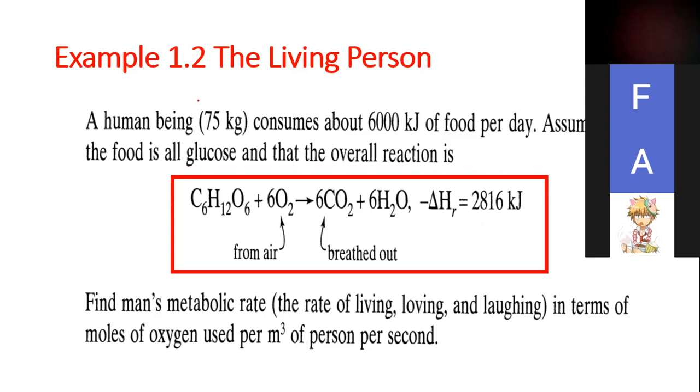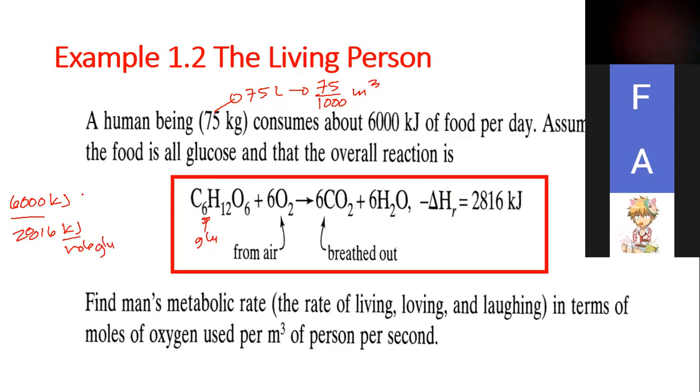Okay, so earlier, using the density of water, we found that this is equivalent to 75 liters, and this is equivalent to 75 divided by 1,000 cubic meter. Question? Okay. Then this is the 6,000 kilojoules divided by 2,816 kilojoules per mole, per mole of glucose. This is glucose.